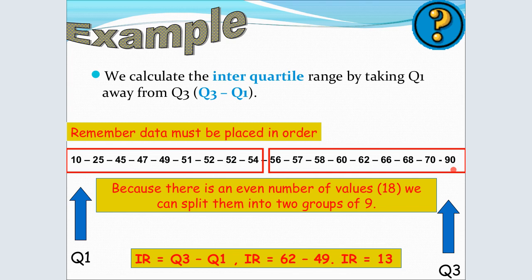And now somebody is asking you to find the value, for example, the lower quartile or the Q1, and we said it is n plus 1 divided by 4. So we have n is 18, and 18 plus 1 is 19. 19 divided by 4, it is 4 point something.